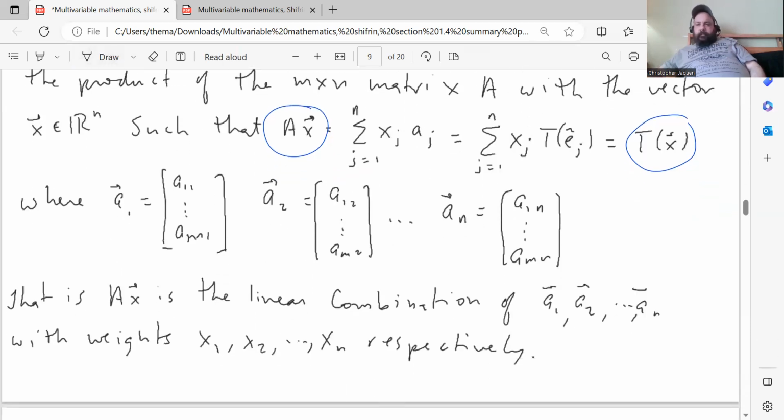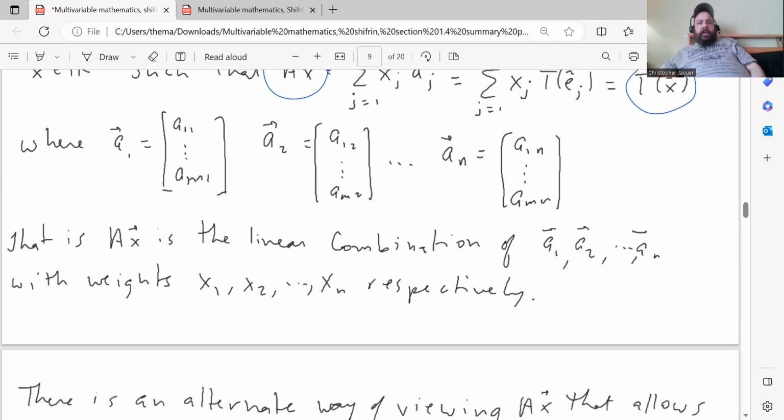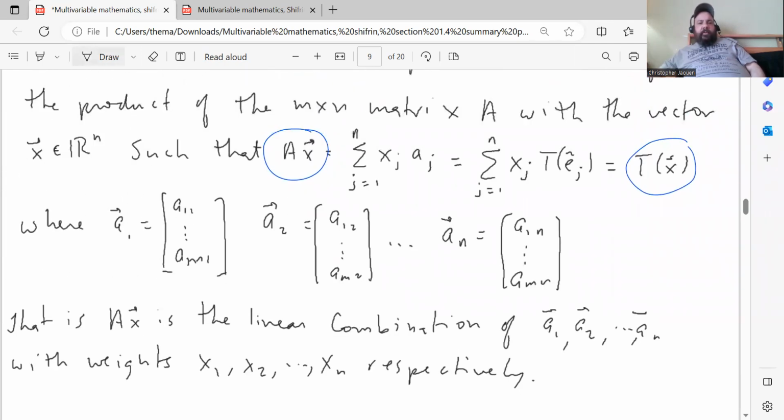All right. So we know that the columns of the matrix A are T evaluated at the basis vectors. That is, the way that we wrote this out means that Ax is the linear combination of a1, a2 up to an. Right, so that's the product of the matrix A with the vector x.